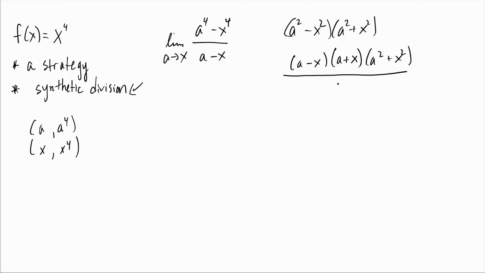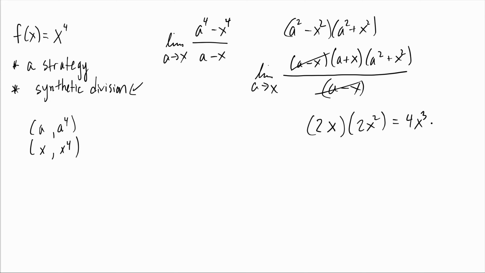And notice cancellation. That's beautiful, because then we're taking a limit. Then what do we have? We can throw in X for A, and we end up getting X, or 2X, because it's X plus X right there. And then this is going to be an X squared plus an X squared, so that's going to be a 2X squared. If we multiply that together, it's going to be 4X cubed. So that's going to be the derivative.